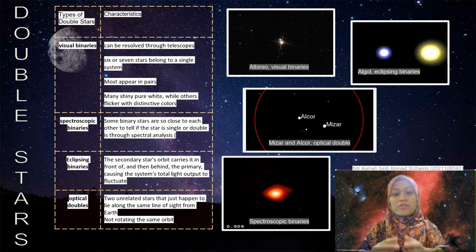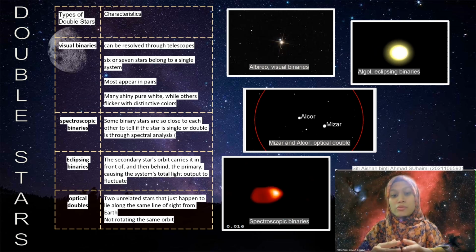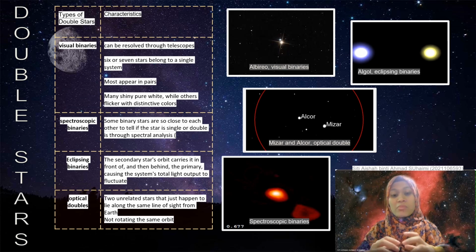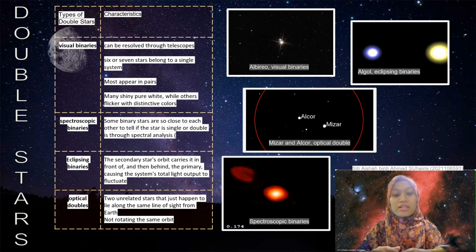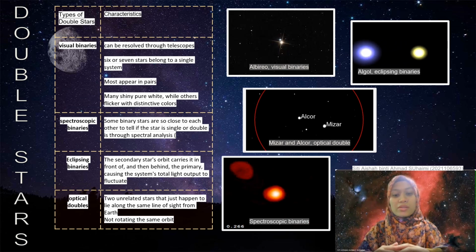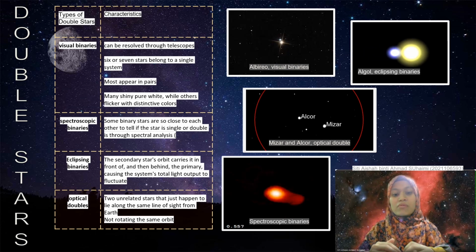Firstly, visual binaries, which can be resolved through a telescope. Second, spectroscopic binaries, where the stars in a single system are too close and can only be seen as separate stars through spectral analysis. Third, eclipsing binaries, where secondary stars orbit the primary, causing the light output to fluctuate. It is the same concept as a moon or sun eclipse. And the last one is optical doubles, which are two unrelated stars that lie along the same line of sight from the side of the Earth.